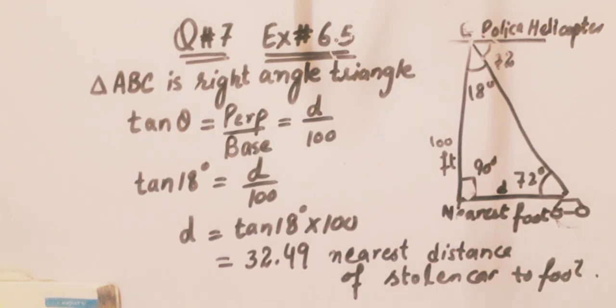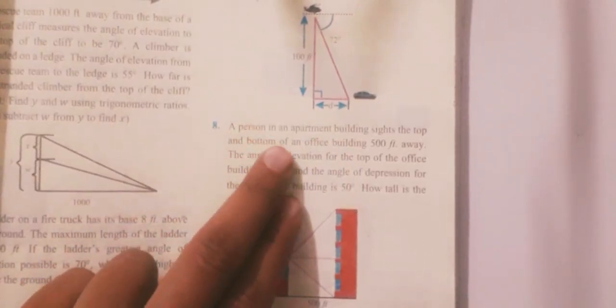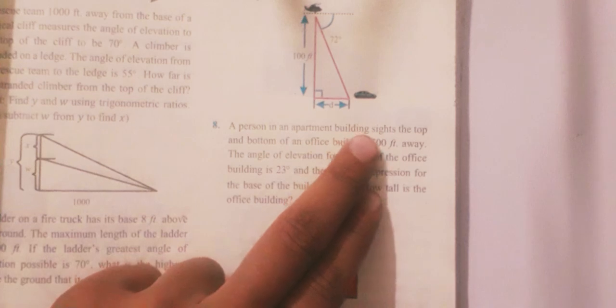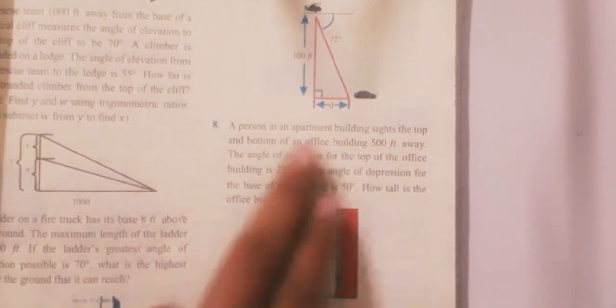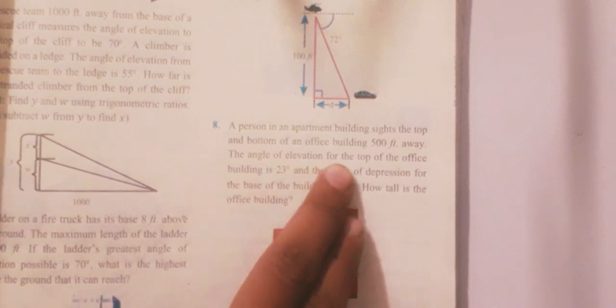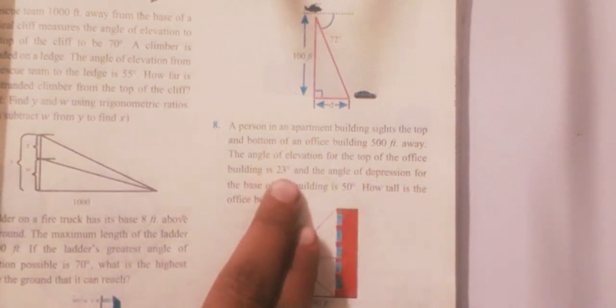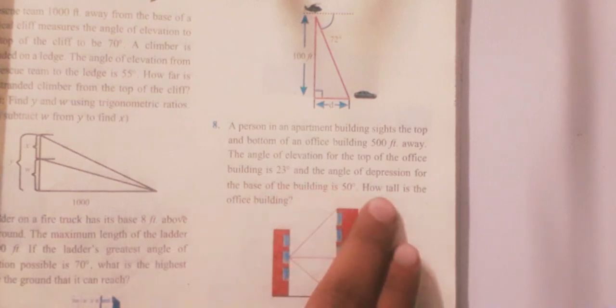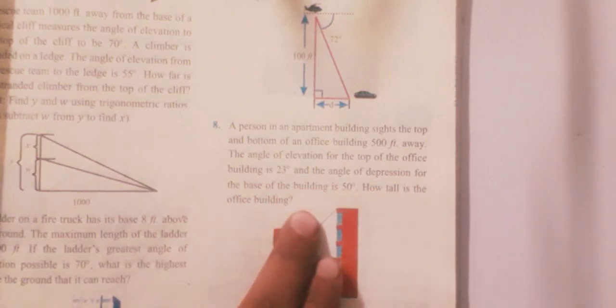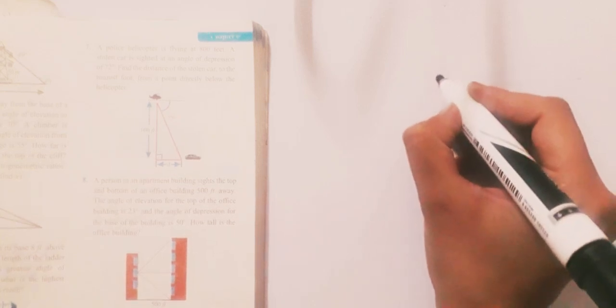Now we will solve question number 8. Question number 8 is: a person in an apartment building sights the top and bottom of an office building 500 feet away. The angle of elevation for the top of the office building is 23 degrees and the angle of depression for the base of the building is 50 degrees. How tall is the office building? Now we will solve this question in a very easy and simple way. First of all, we will draw the diagram.